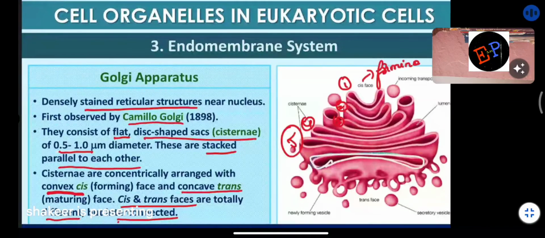Forming side means what? On this side you can see the formation of this system. And once they start growing, they start maturing on this side. Are you able to understand? And this face is also called cis face, and this side is also called trans face. So therefore, Golgi apparatus has two faces. One is the cis face, which is also called the forming face or the convex face. The second one is the trans face, which is also called the maturing face, or you can call it the concave face. So these names you have to learn by heart now. Maybe questions can refer to this.